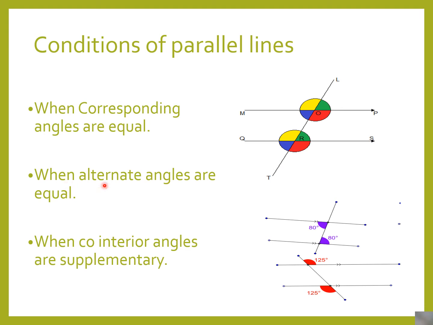Another condition is when alternate angles are equal. So when alternate angles are equal, see here 80 and 80, again the lines are parallel. Similarly, you can see for exterior angles also 125 and 125 in red, so the lines are parallel. And one more condition: when co-interior angles are supplementary, the lines are parallel. This also goes both ways.